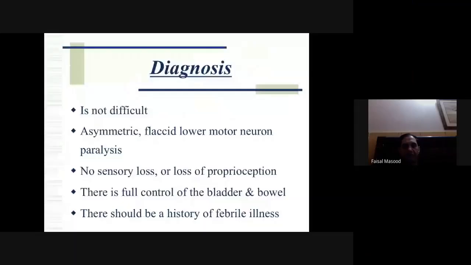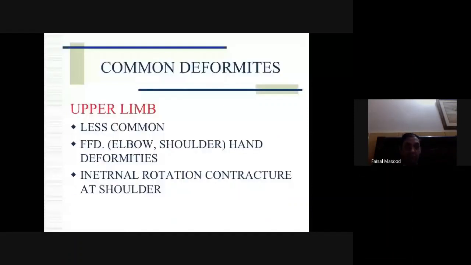This can be the presentation. The whole limb can be short, deformed, with multiple contractures. It's not difficult to diagnose: asymmetrical flaccid paralysis, no sensory loss, full control of bowel and bladder, and a history of febrile illness. The upper limb is less commonly involved.